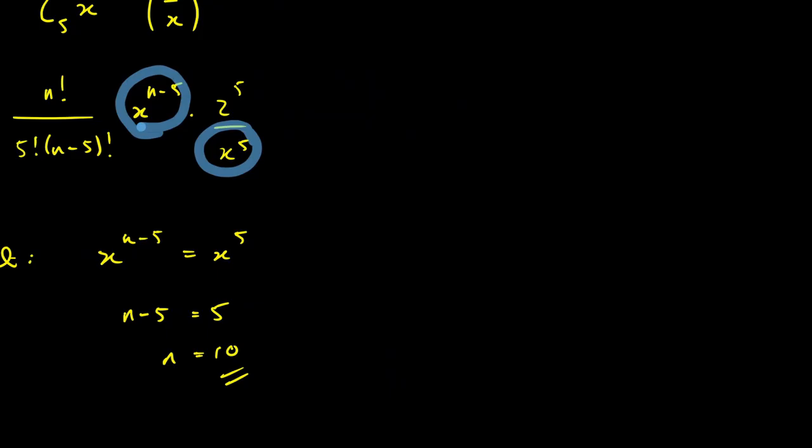Just move across to the right. So n is now 10. So we get 10 factorial over 5 factorial times 5 factorial. Those x's cancel out, because we've got x to the power of 5 times 2 to the power of 5 over x to the power of 5. So as we said, that cancels, that cancels.